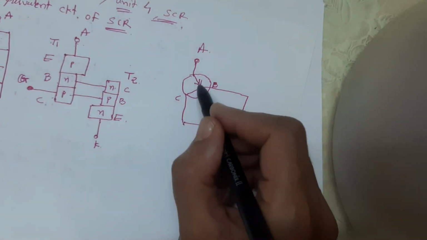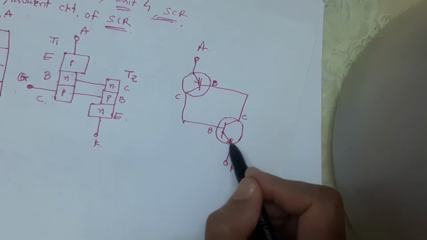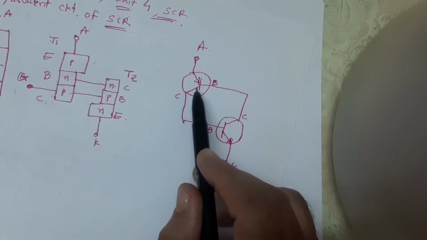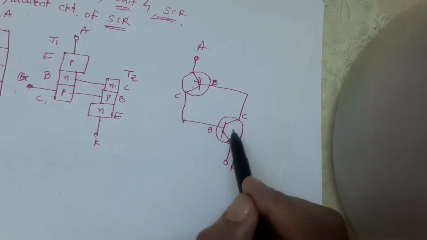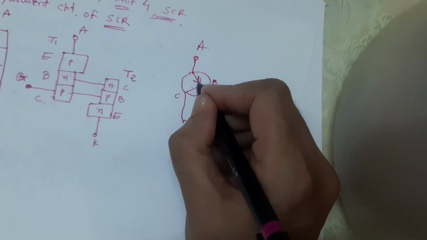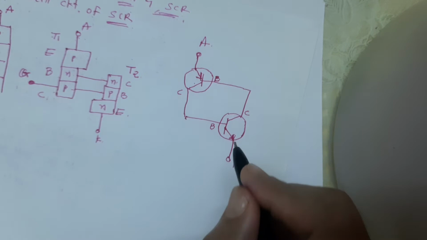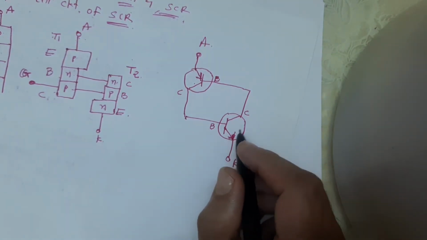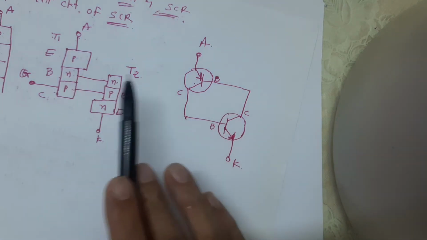This arrow shows the emitter of the transistor. So this is your NPN transistor and PNP transistor, right? So arrow shows inside, that means PNP. Arrow shows outside, that means NPN, right? Now we discuss these figures.